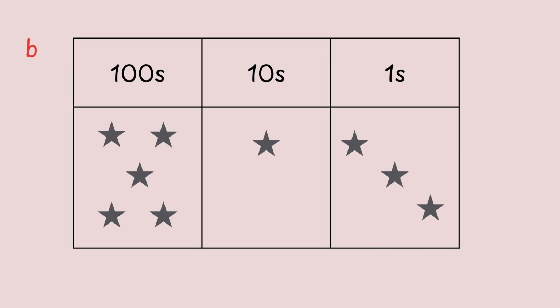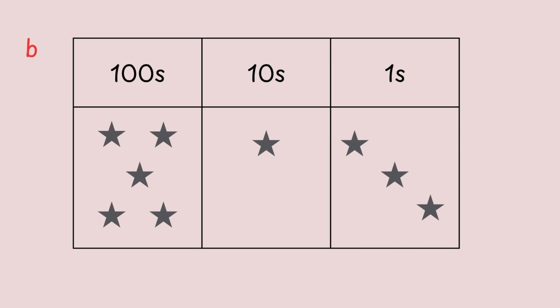Question B. Look at all these beautiful stars on our chart. The chart is divided into 3 groups: hundreds, tens, and ones. To find our secret 3-digit number, we just need to count the stars in each column from left to right. So let's do it together.